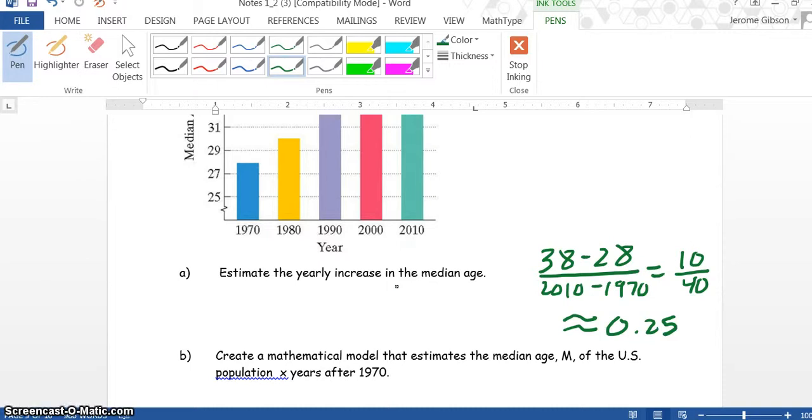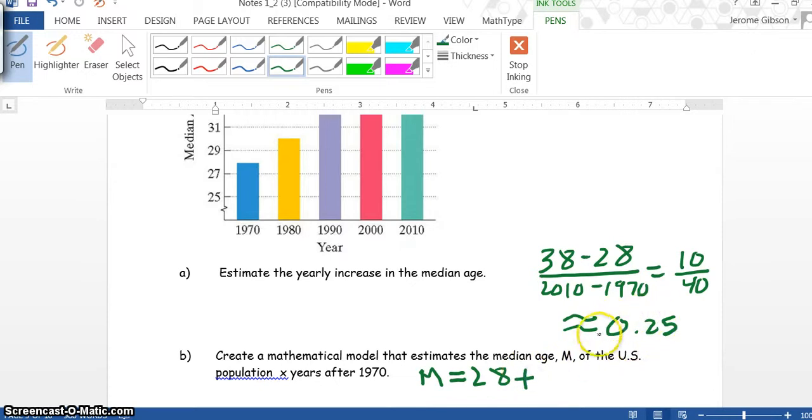Now for B, it says create a mathematical model that estimates the median age M of the U.S. population X years after 1970. So this is what we need to do. We would take these values that we had in A and use them in B. So we would have M, it's the median age, so we had M is equal to. Now the first thing we must do is take our value or the age from 1970. You always take the age of your first year. So that'll be 28. And then we would add.